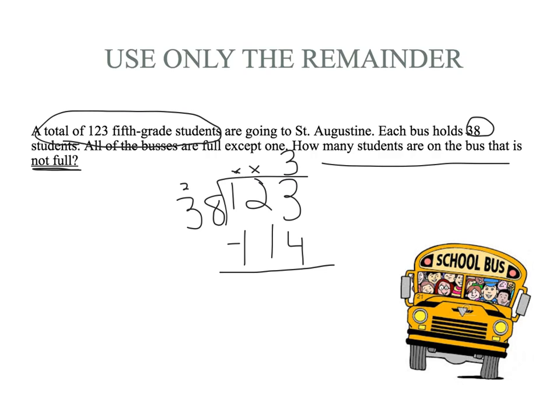Now I need to subtract. So I'm going to borrow, and I come up with 9. Now, here is the really tricky part. We have 38 kids on 3 buses. I've got 9 kids that aren't on those 3 buses because those 3 buses only hold 114 kids. So how many kids are on that 4th bus? And that is 9 students are on the 4th bus, and that bus is not filled.